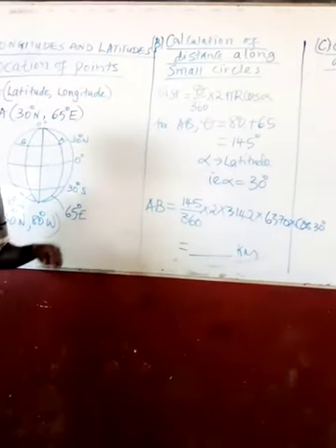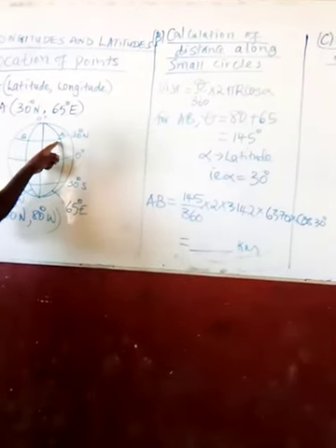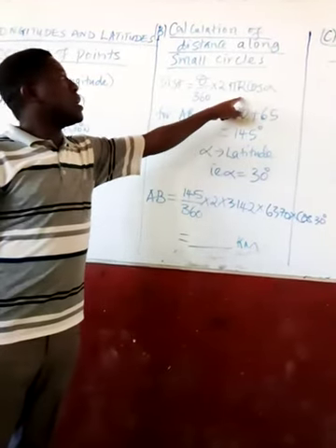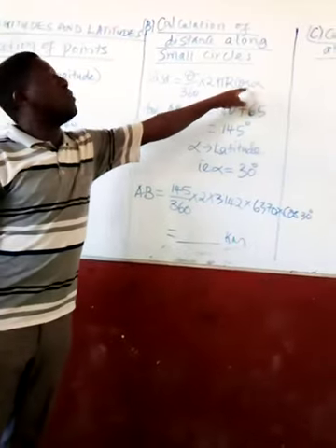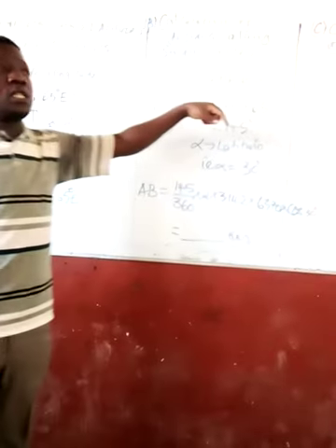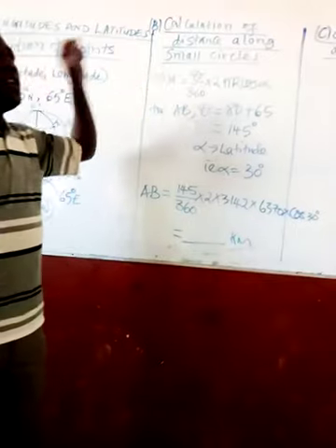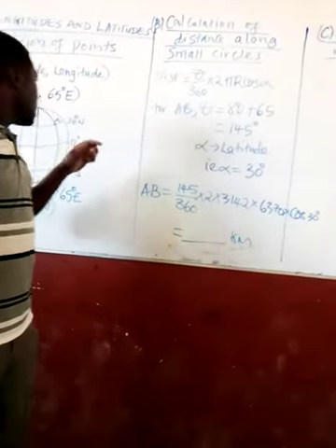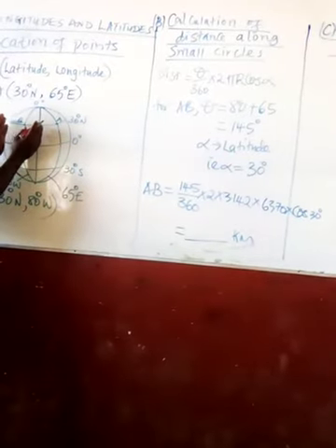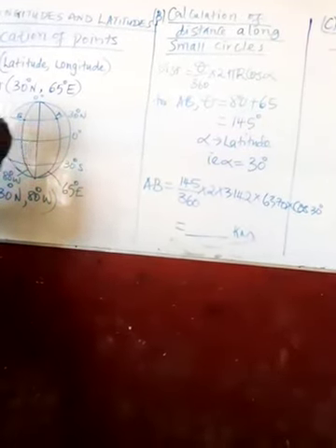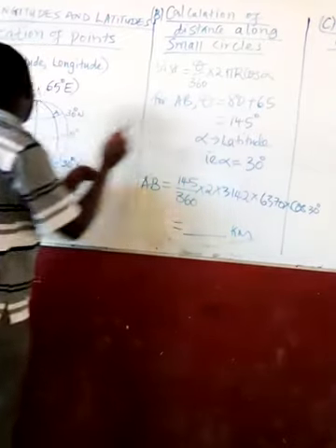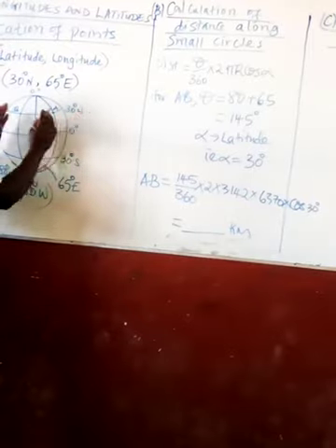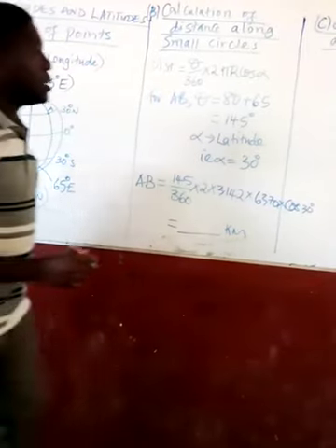So remember, we have said that distance along a small circle, we use theta over 360 times 2 pi r cos alpha, where r is the radius of the Earth and alpha is the latitude on which the two towns are situated. This theta, if the two towns are on the same side of the prime meridian, like if A and B were on the west, we get theta by subtracting the angles or the values. But if A and B are on either sides or opposite sides of the prime meridian, we add.